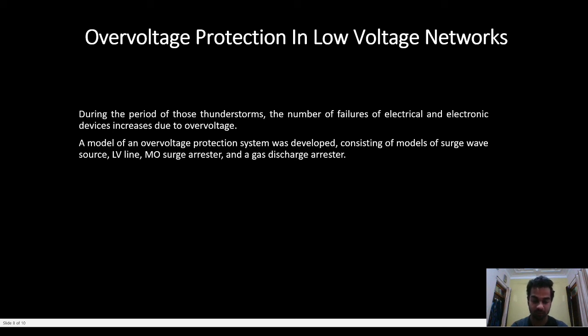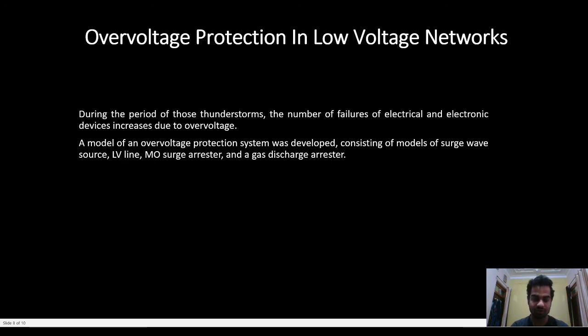In order to protect against such failures that also cause material damage, facilities should be equipped with a lightning protection system and quality over voltage protection. A model of an over voltage protection system was developed, consisting of models of a surge wave source, a line, a low voltage line, a hammer surge arrestor, and a gas discharge arrestor.